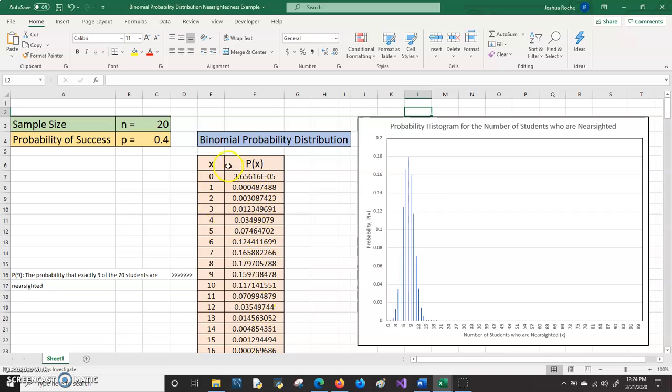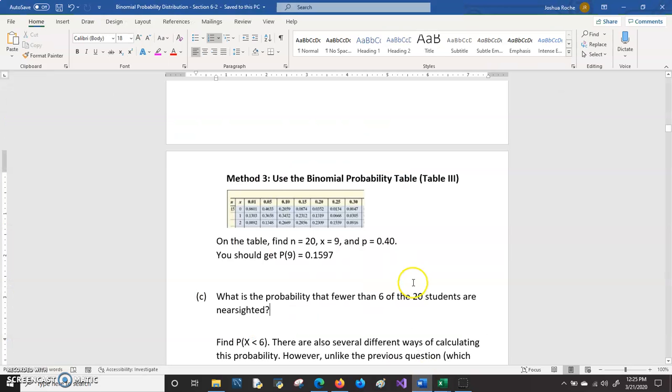If you plot this table onto a histogram where you have probability on the y-axis and the number of students who are nearsighted on the x-axis, this would be what it looks like. Here's the histogram, and it kind of has that bell shape to it. Not quite a bell shape, but it's close to being a bell-shaped curve for the histogram. So that's just some context to it. But we'll go to the rest of the problem.